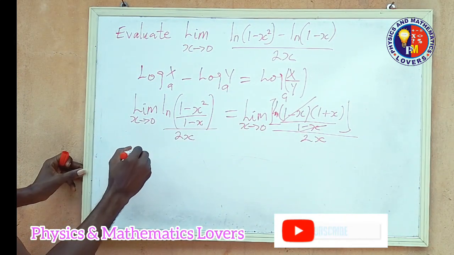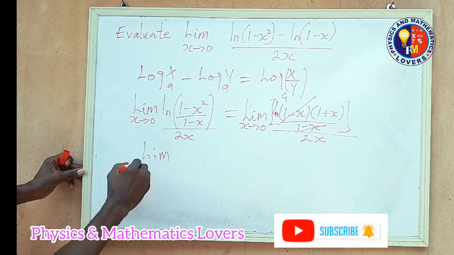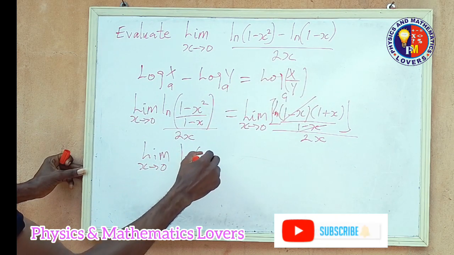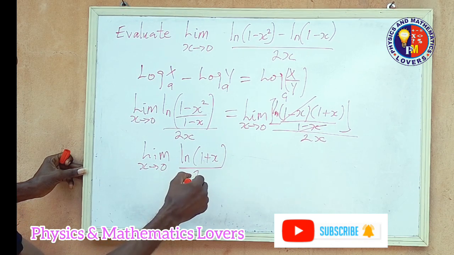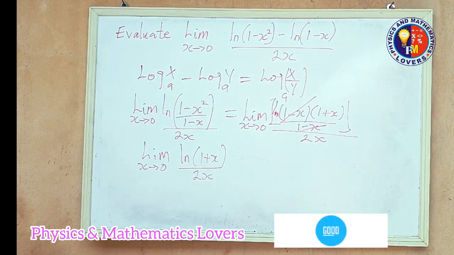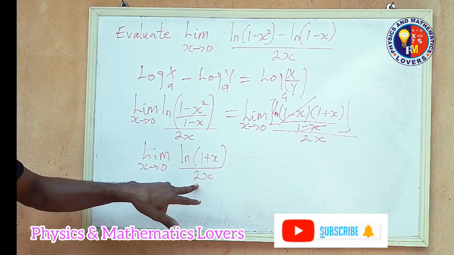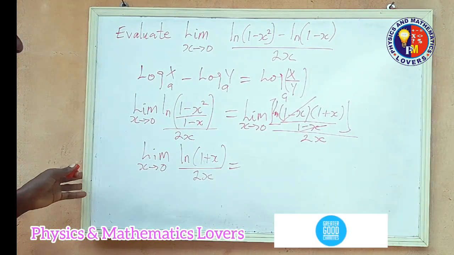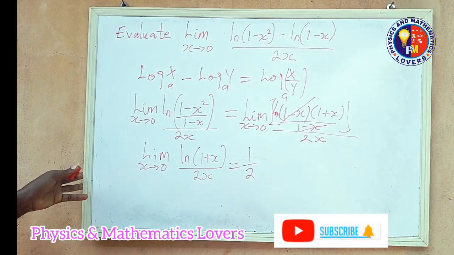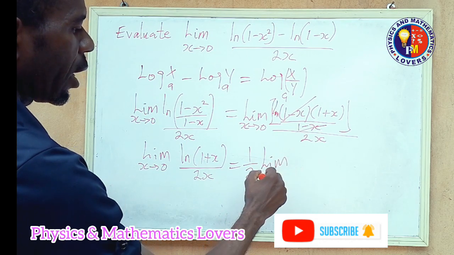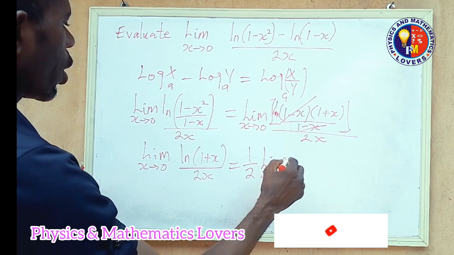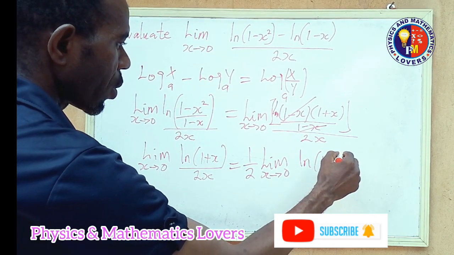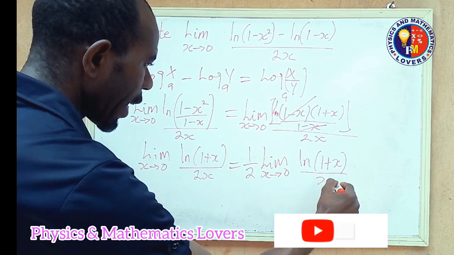So our limit now is, as x tends to 0, ln(1 plus x) all over 2x. The 1 over 2 here can be factored out, which will give us 1 over 2 times the limit as x tends to 0 of ln(1 plus x) all over x.